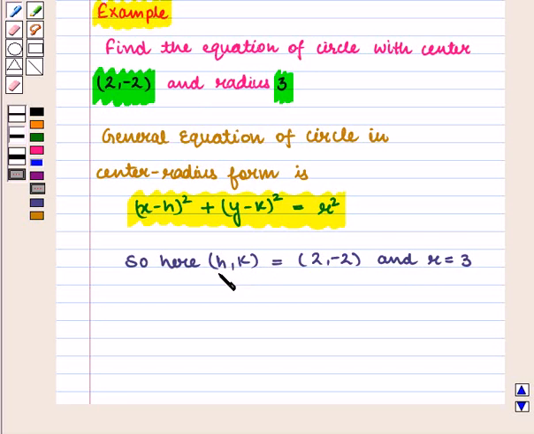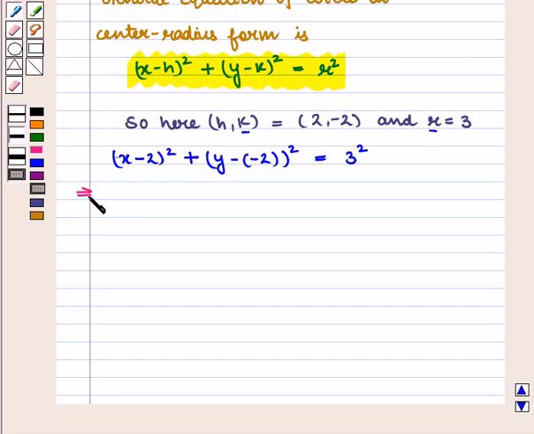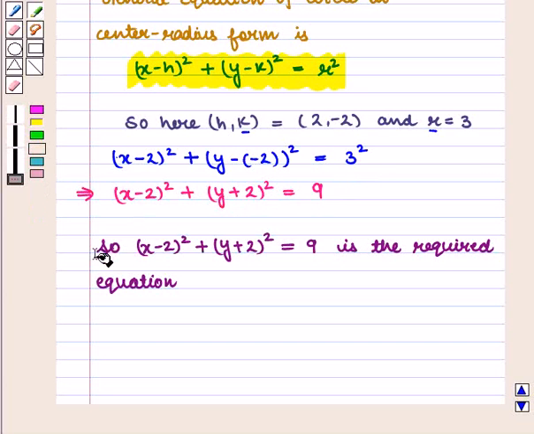and r is equal to 3. So putting the values of h, k and r in this equation, we get (x minus 2) whole square plus (y minus of minus 2) whole square is equal to 3 square, which implies that (x minus 2) whole square plus (y plus 2) whole square is equal to 3 square, that is 9. So (x minus 2) whole square plus (y plus 2) whole square is equal to 9 is the required equation.